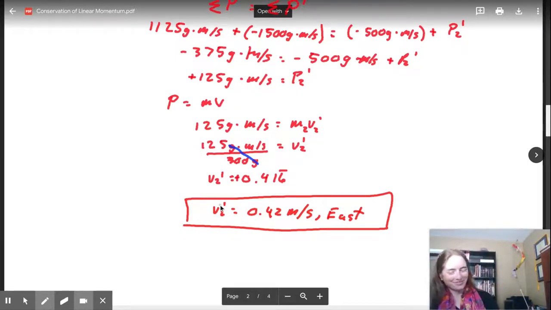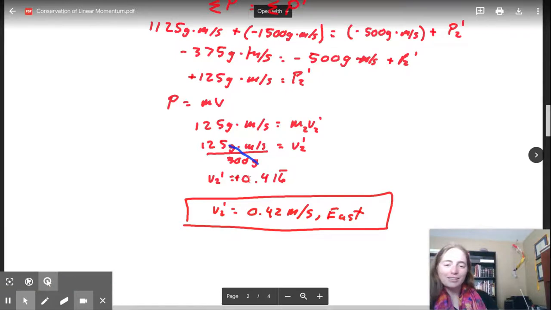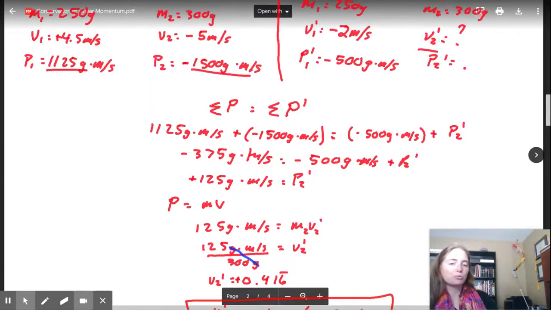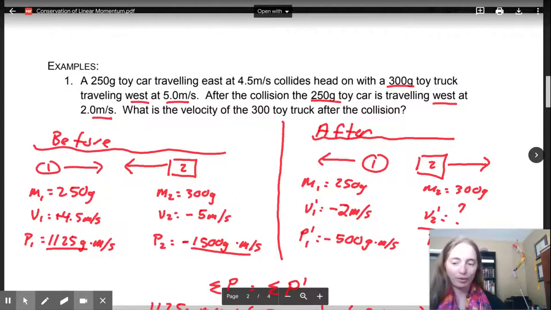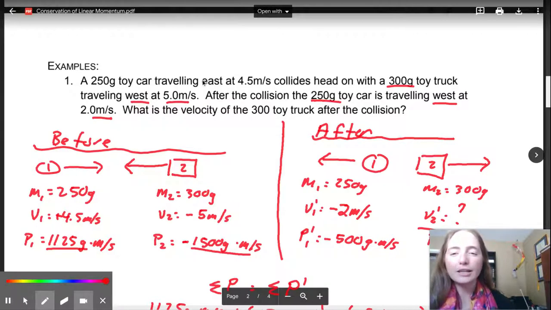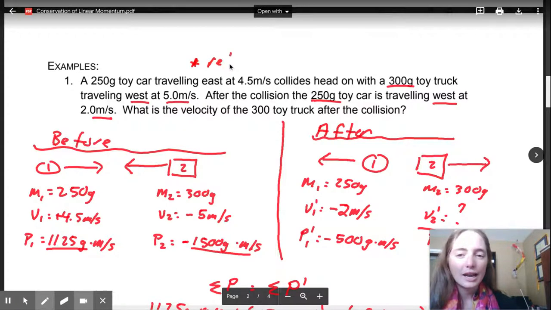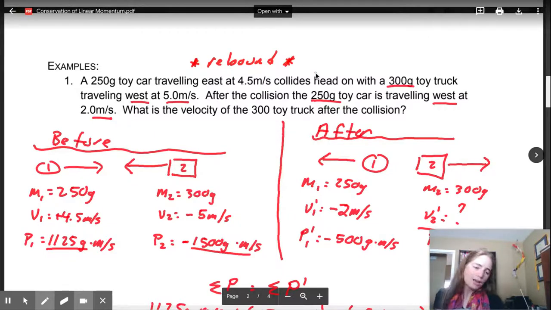Okay? All right. This, ladies and gentlemen, is a classic rebound question. Okay? So you guys can go and label this as a rebound. So anytime that you have a rebound question, that is going to be the strategy in which you're going to go through. Cool? Cool. Label that as a rebound.